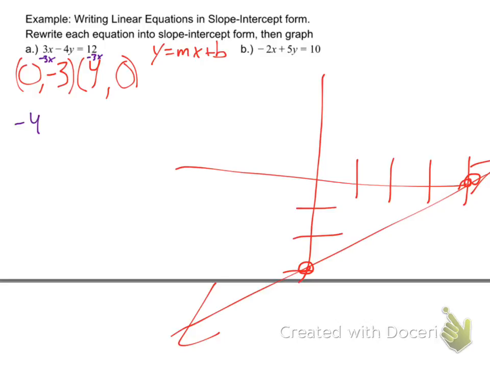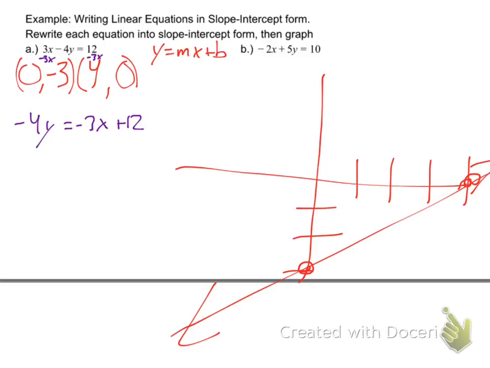So people would be like, oh, that's negative 4y equals negative 3x plus 12. Hey, I got slope-intercept form. No, you don't. Why do I not have slope-intercept form right now? Lauren. Because y is being multiplied by... Yeah, I'm solved for negative 4y. I'm not solved for y. It's not y equals, it's negative 4y equals.